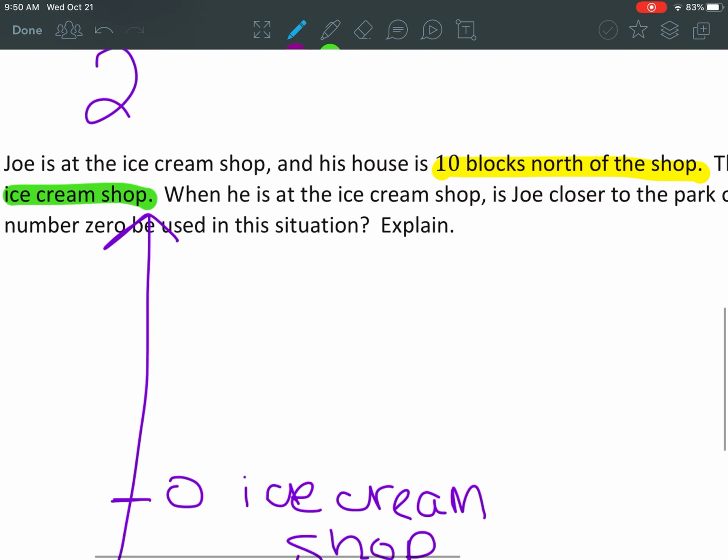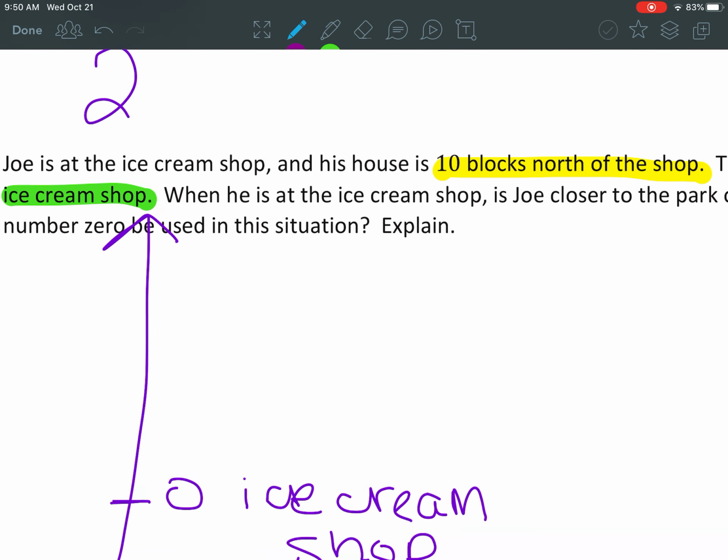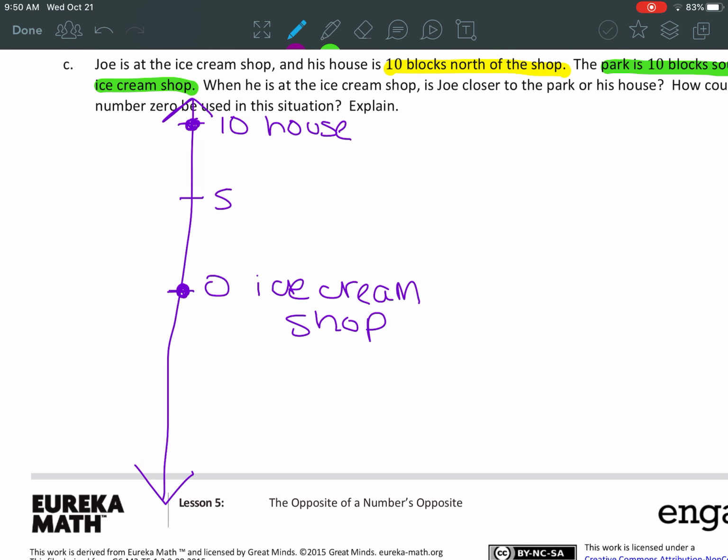And then 10 blocks. I'm just going to count by 5s. So 10 blocks to the north, that would be going up, is his house. I'm going to put a dot there for the ice cream shop and a dot on 10 for the house. And then we are going south 10 blocks to get to the park.